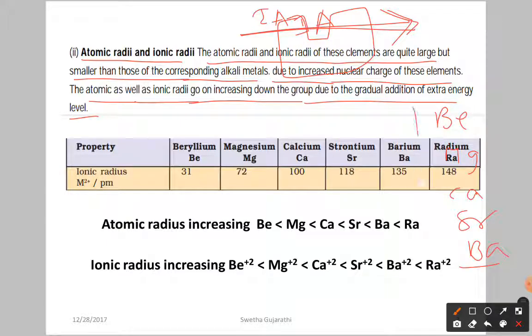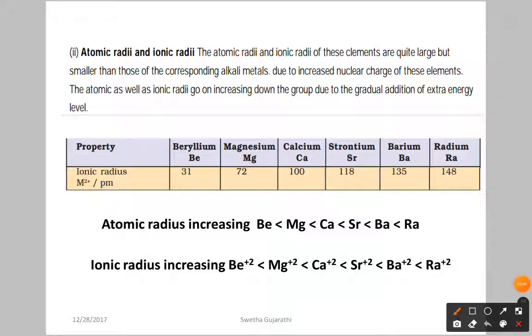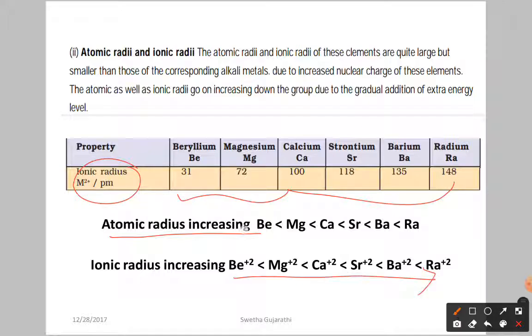So what happened here? If you come from top to bottom, as you know very well, the number of shells is going to increase. So the atomic radius, and the ionic radius also, is going to increase. Now here you can see the atomic radius in increasing order. Here we have the ionic radius; these values you can see. We are taking the ion, so the ionic radius also, from top to bottom in a group, is going to increase.